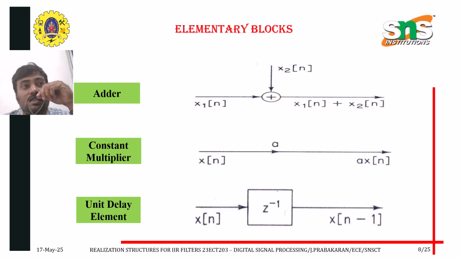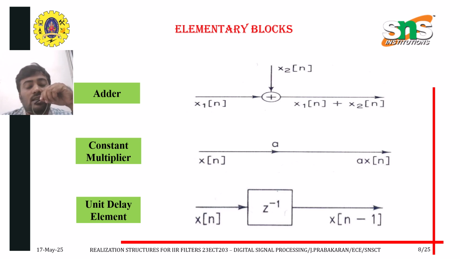adder. It is nothing but adding two or more input signals, and the symbol of an adder is a circle with a plus sign. The mathematical operation of an adder is y of n equal to x1 of n plus x2 of n. This is the mathematical operation.